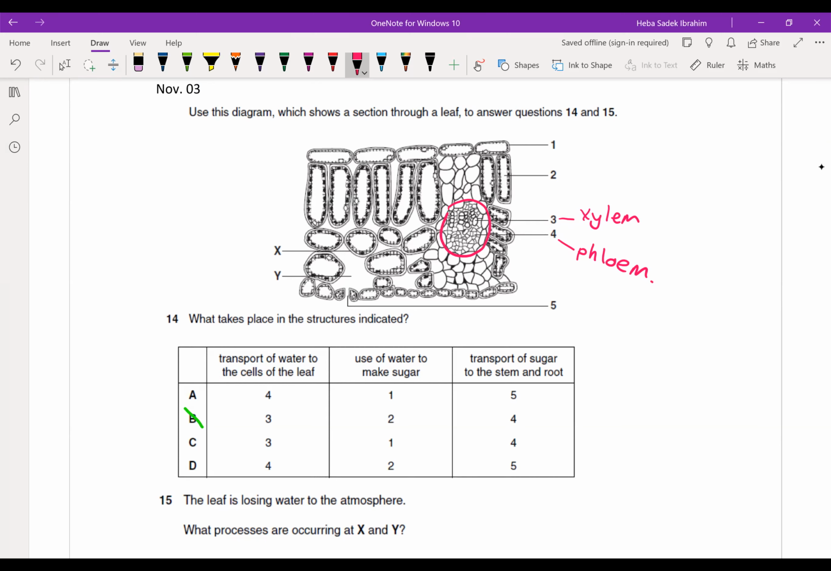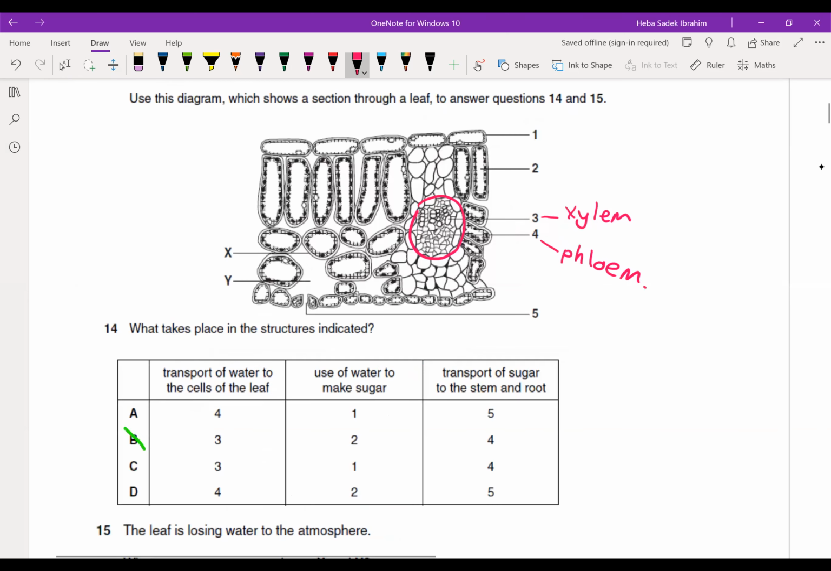Miss, could you tell me what Y is, please? Y is what? Miss, I wrote air spaces. Hang on. In this question, are you following with me? 3 is the xylem and 4 is the phloem.